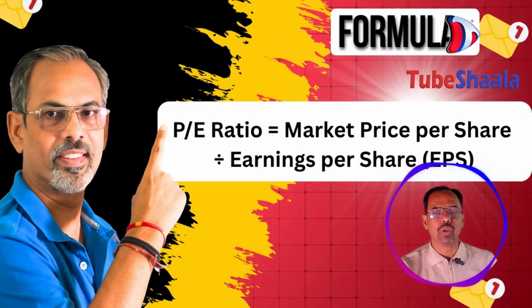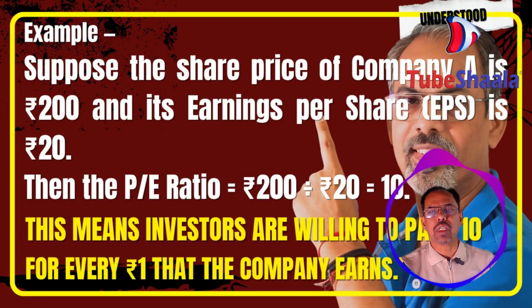The formula for PE ratio is market price per share divided by earnings per share. Very simple. Just divide the current market price of the stock by its EPS, or the earning per share, and you will get the PE ratio. Let's understand this with an example. Suppose the share price of a company is rupees 200 and its EPS is rupees 20. Then the price earning ratio would be rupees 200 divided by rupees 20, that is 10. This means that investors are willing to pay rupees 10 for every 1 rupee that the company is earning.